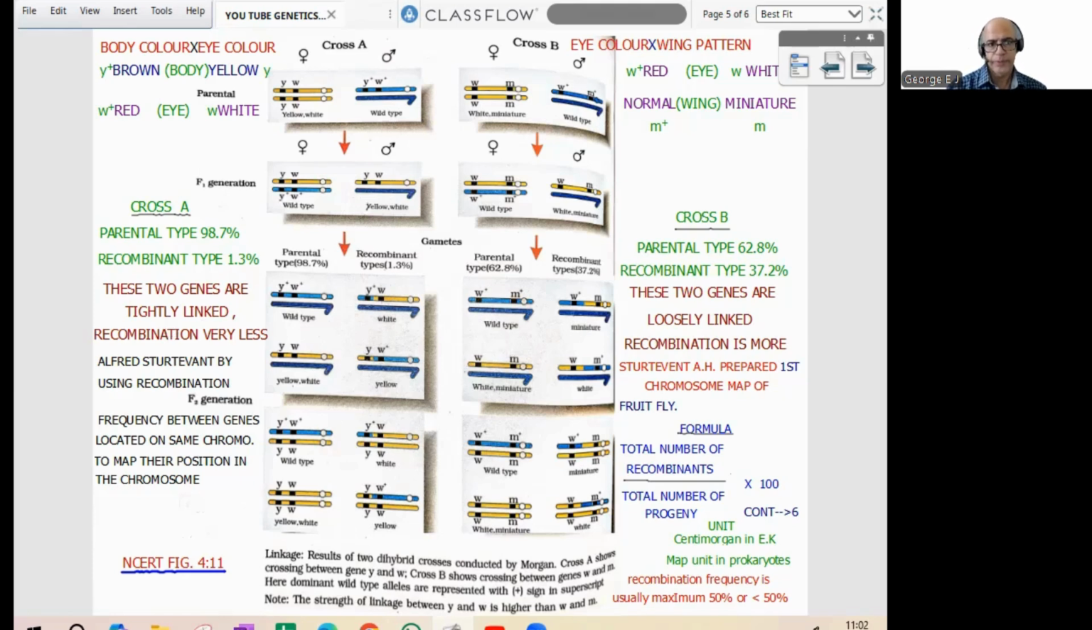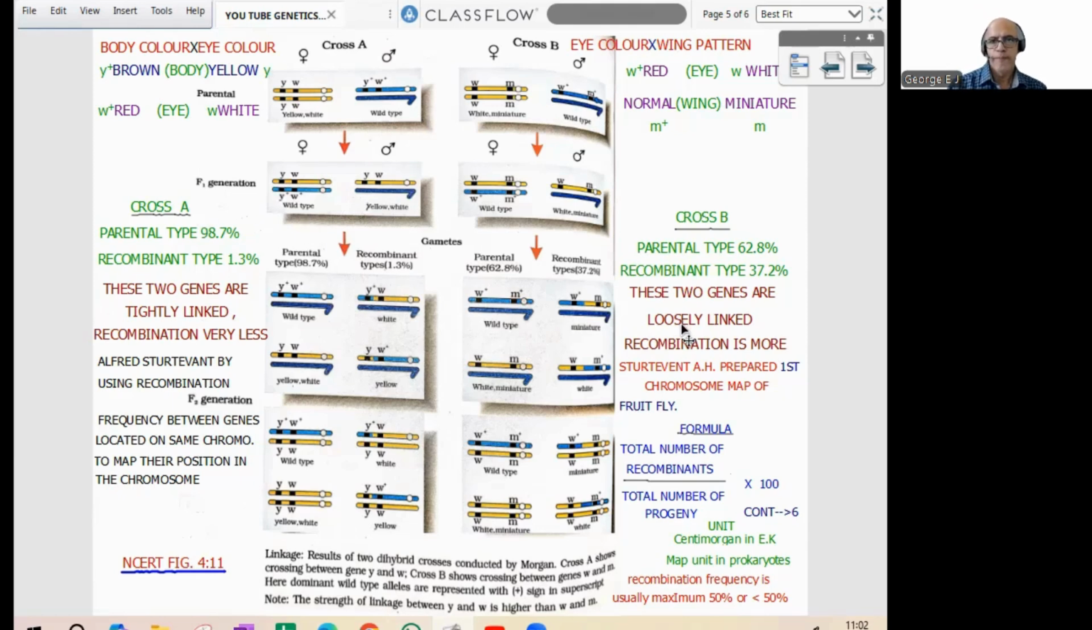Cross A. Everything I have written there. Parental type 98.7, first cross. Recombinant type 1.3%. Why is this parental type more in cross A? Because those two genes are tightly linked, so recombination is very less. If completely linked, no recombination. It is tightly linked; that is why slight recombination we got. And how it is taking place, that I will tell you last.